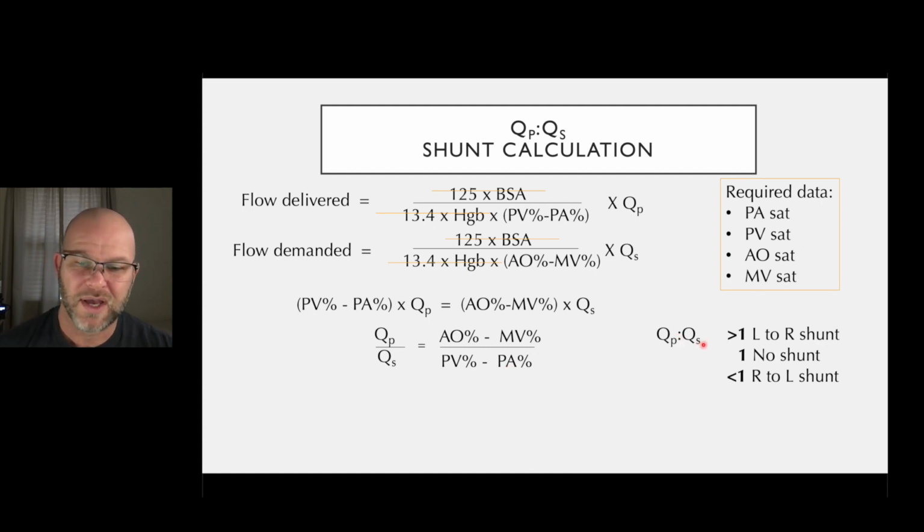If your QP:QS is greater than 1, your shunt is left to right, meaning left atrium to right atrium. If it's 1, there's no shunt. And if it's less than 1, you'll actually have a right to left shunt.